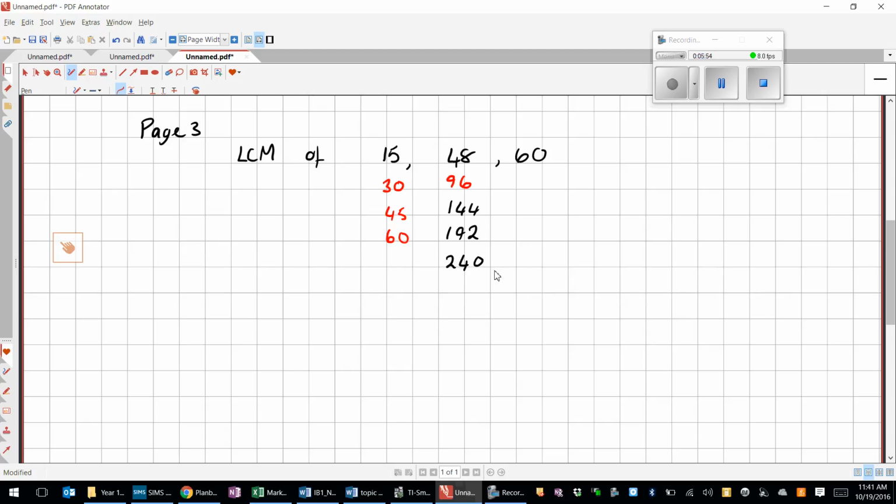So then we've got 60, that's 120. 60 times 4 is 240. Yeah, 6 times 4 is 24. And 15, if 60 is in the 15, then 240 definitely will be. So 15 times 16 is 240.